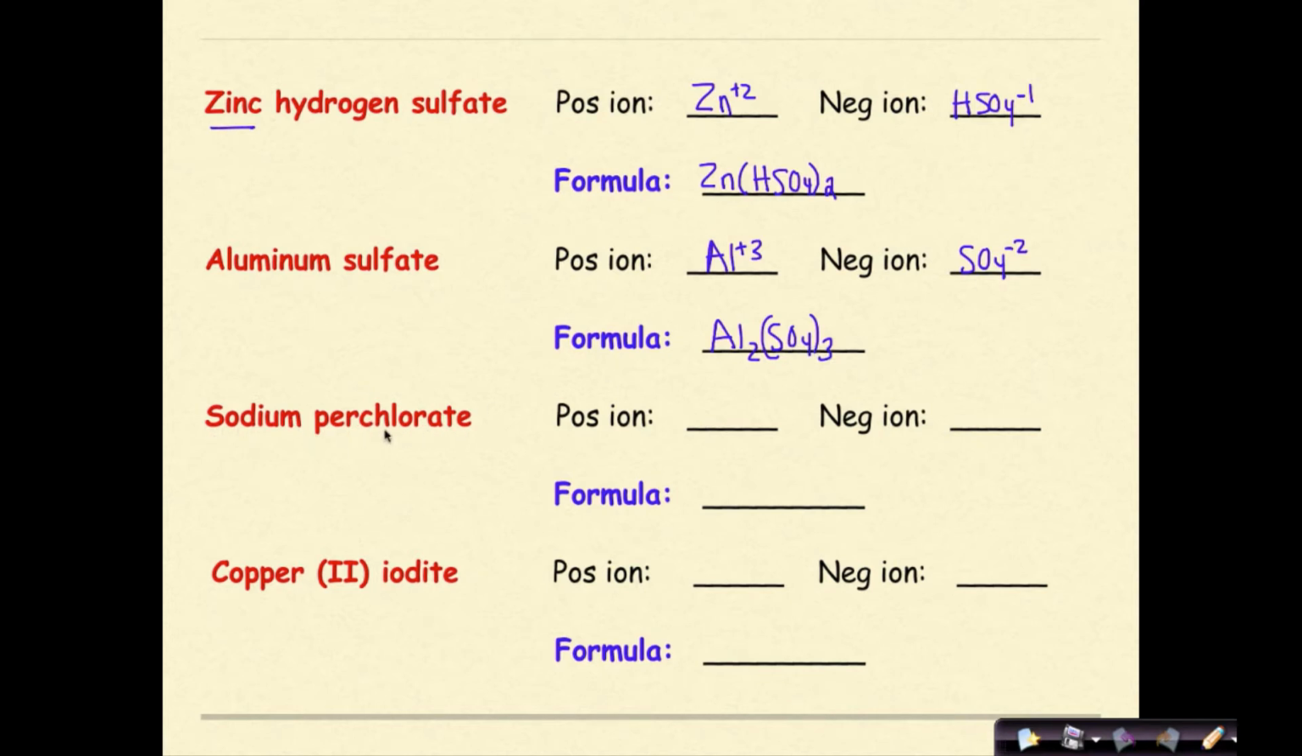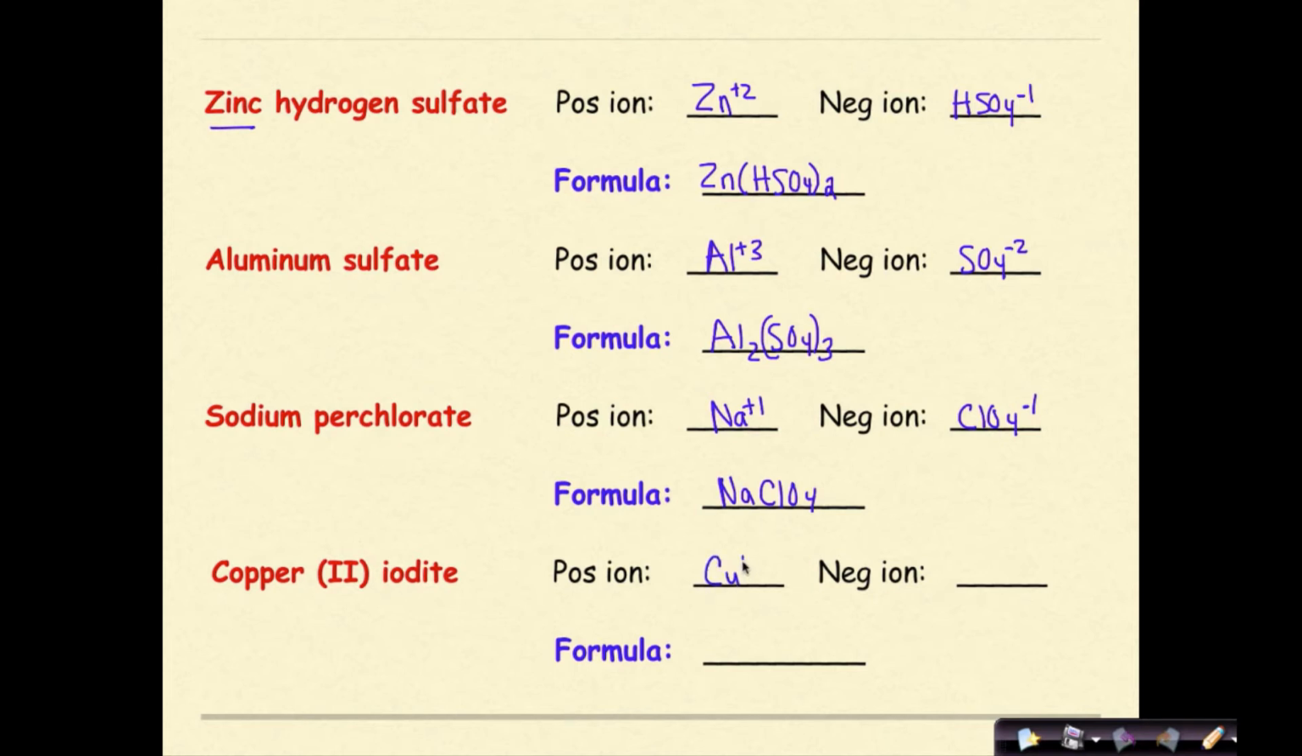Sodium perchlorate. Sodium is Na +1. Perchlorate is ClO4 -1, another polyatomic that you should be familiar with. The +1 and the -1 will cancel each other out because no positives, no negatives, no ones. So this is going to be NaClO4.